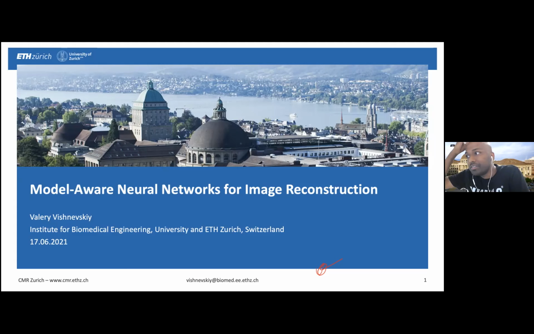His research interests are around image reconstruction problems, but also around inverse imaging problems in general. So today, Valery will talk about model-aware neural networks for image reconstruction, for, I believe, flow MRI as well as CT reconstruction. So yeah, we are looking forward very much to the talk. Valery. Yes. Thank you very much for the introduction and for the invitation to present at your seminar.